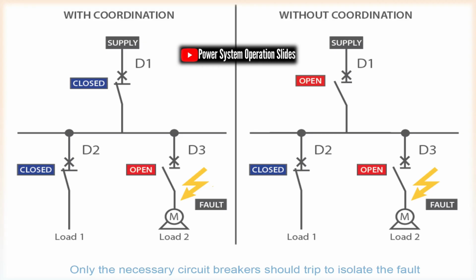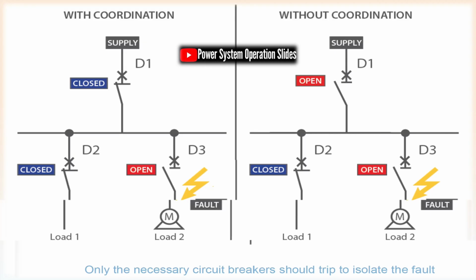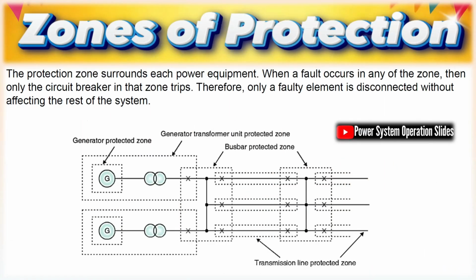Neutral grounding resistor, NGR. Limits ground fault current by adding resistance in the neutral path. Enhances equipment protection and enables selective fault detection. Improves system safety during earth faults.